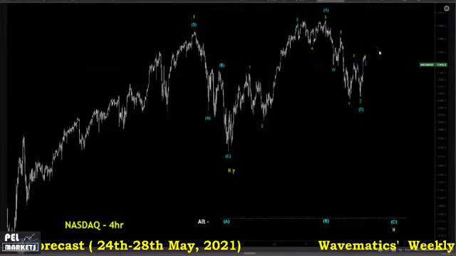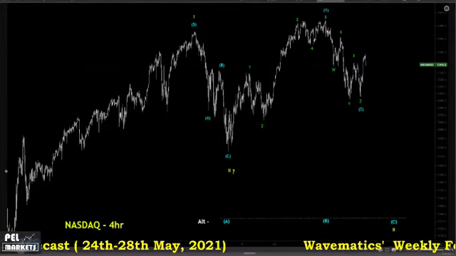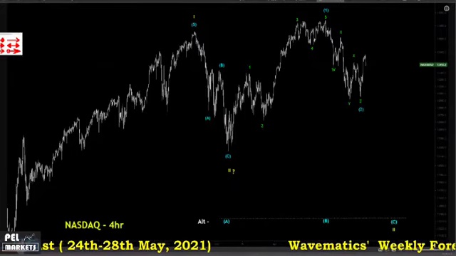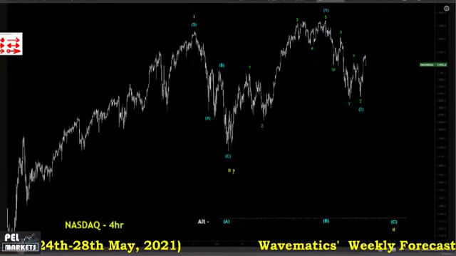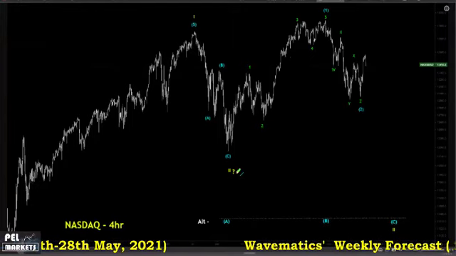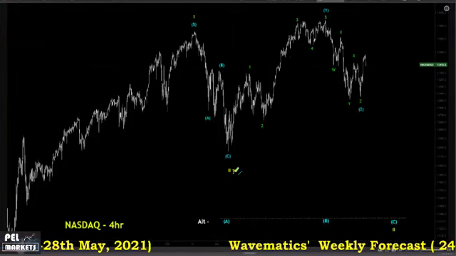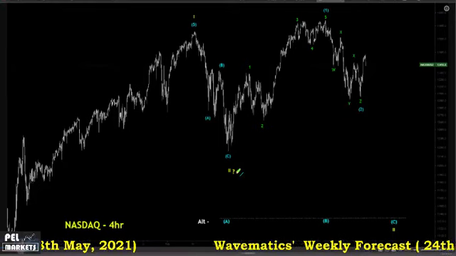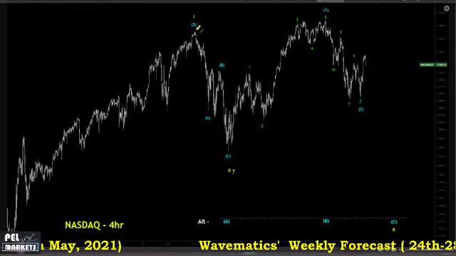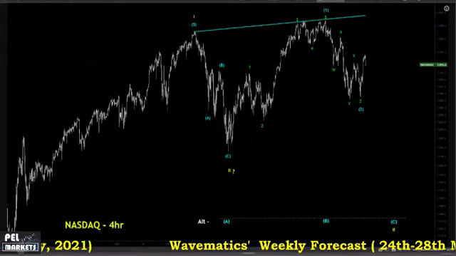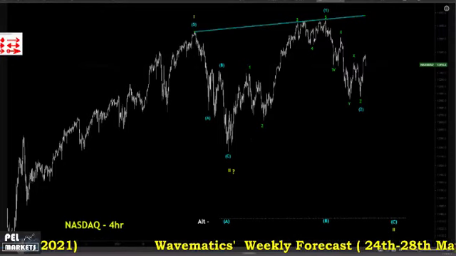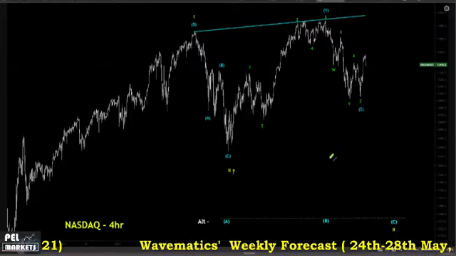Alternatively, there is also a possibility of this particular count. If you look at this whole structure, it can be wave 2. You see, from last week I put a question mark here. It can be that yellow wave 2 is not finished yet, so there can be a flat like this.